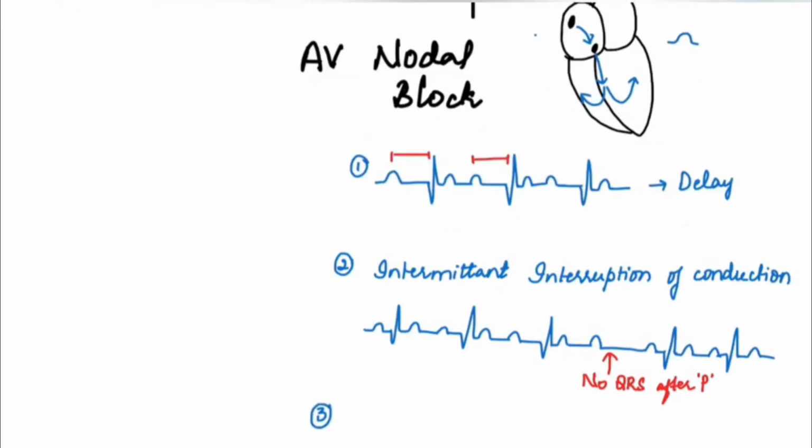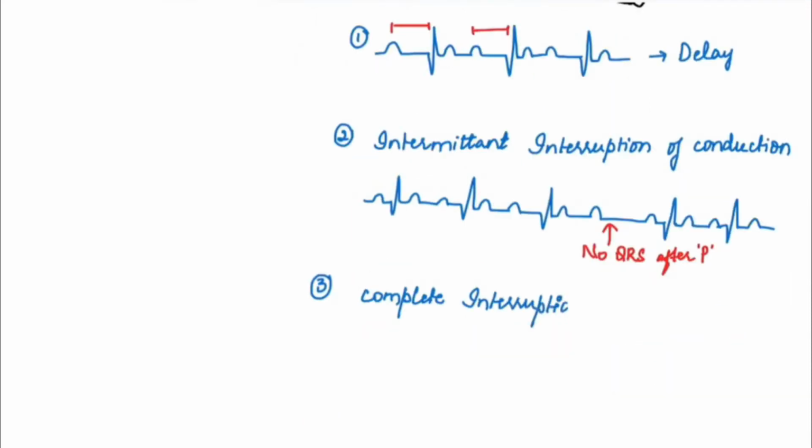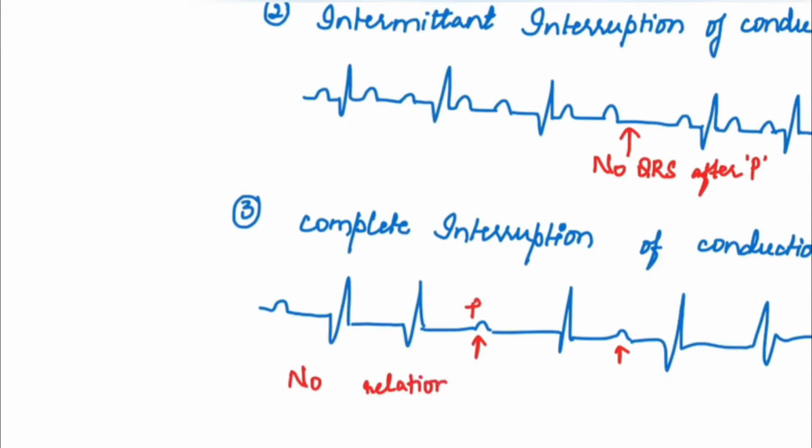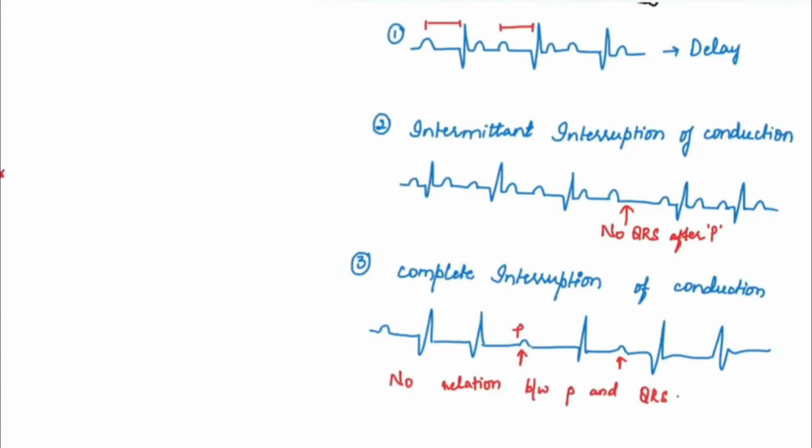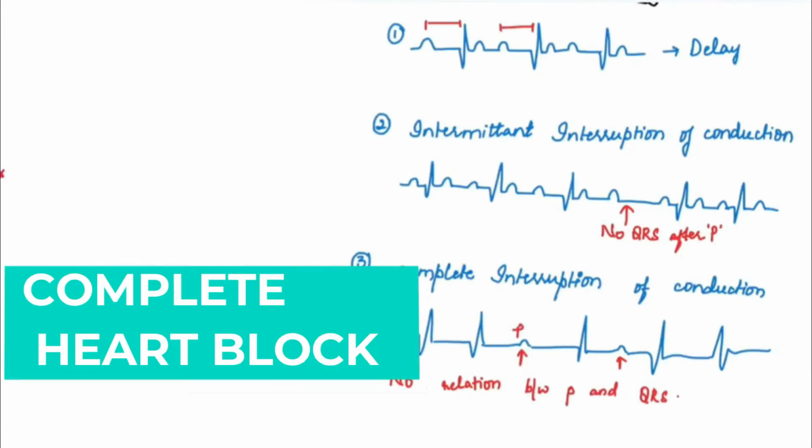Now in third degree AV block, there is a complete block between the atria and the ventricles, because of which the atria will contract on its own and ventricles will contract on its own. So there is complete interruption of conduction between the atria and ventricles. And so there is no relation between the P wave and the QRS complexes. This third degree AV block is also known as a complete heart block.